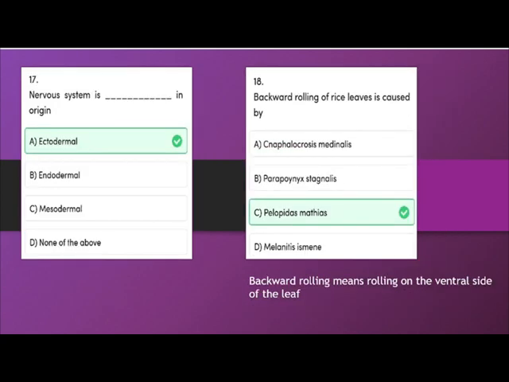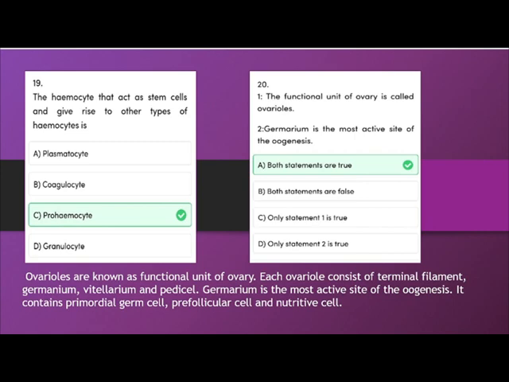Nervous system is dash in origin, and the answer is ectodermal. Now the 18th question. Backward rolling of rice leaves is caused by, and the answer is Pelopidas mathias, which is the common name of rice skipper. The backward rolling means the rolling of the ventral side, or the downward side, of the leaf.